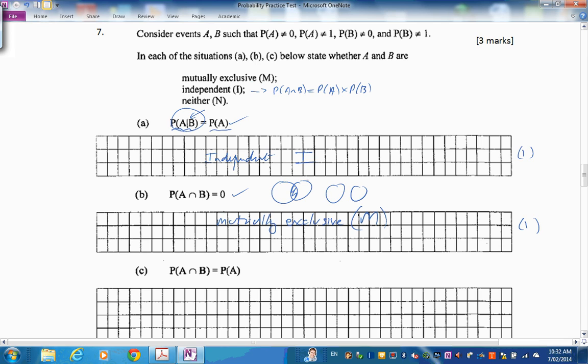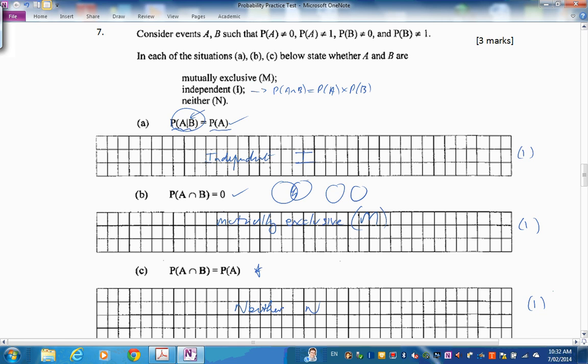If the probability of the intersection is the probability of A, it means really that A is contained completely within B. So we can't say anything about the independence there, so it's neither, N. So that's 1 mark for that.